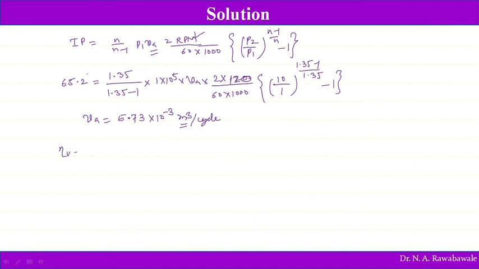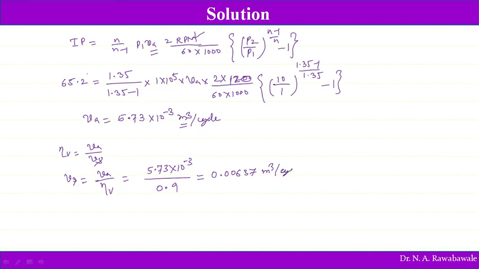Volumetric efficiency is equal to Va divided by Vs, so Vs is equal to Va divided by volumetric efficiency. Vs is 5.73 into 10 to the power of minus 3, divided by the volumetric efficiency of 90%, that is 0.9. If we divide by 0.9, we get 0.00637 meter cube per cycle.